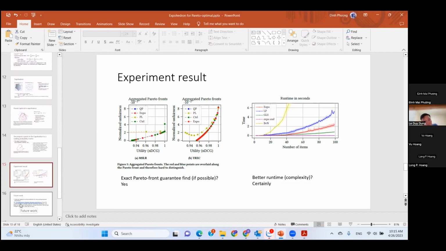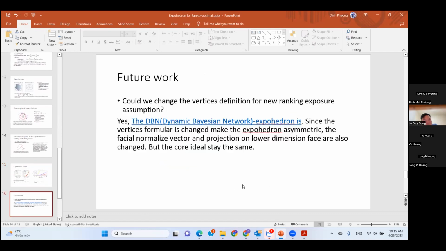So what should we do next with the Expohedron? First, here we have an assumption that the vertices are positioned by exposure. Could we change the definition? Yes, they have a follow-up paper, the dynamic Bayesian Expohedron.